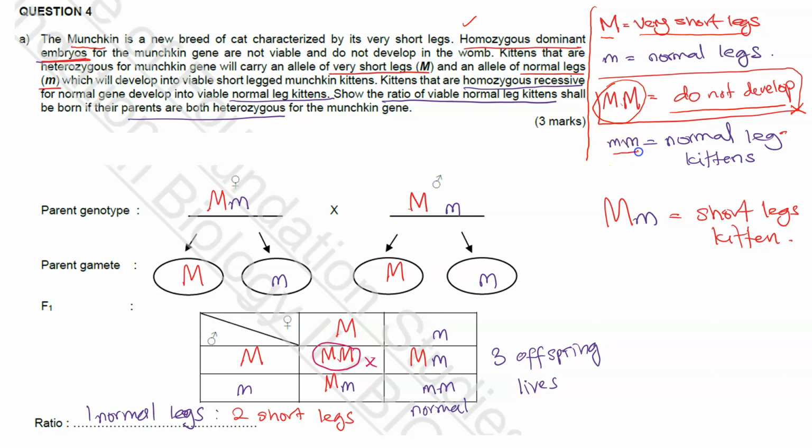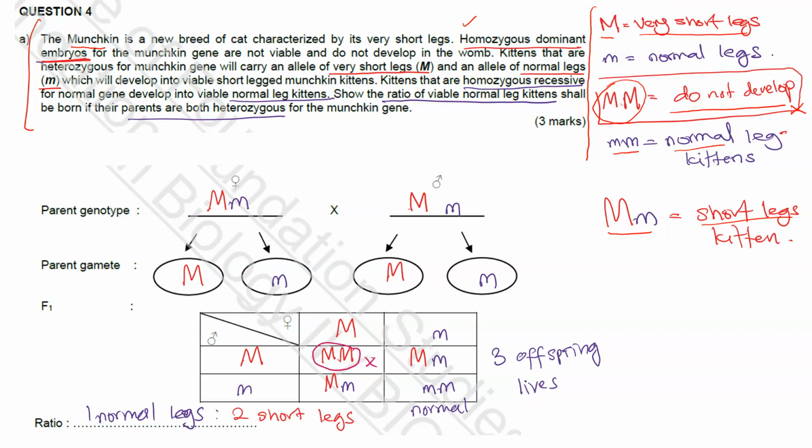And for the homozygous recessive, this produces normal kitten. And for the heterozygous, it produces kitten with short legs. So all this information is given in the question. So you just extract out all the information in the corner, so that when you do the crossing, when you do the Punnett square, it is easier for you to determine the phenotype after you have the genotype written in the Punnett square.